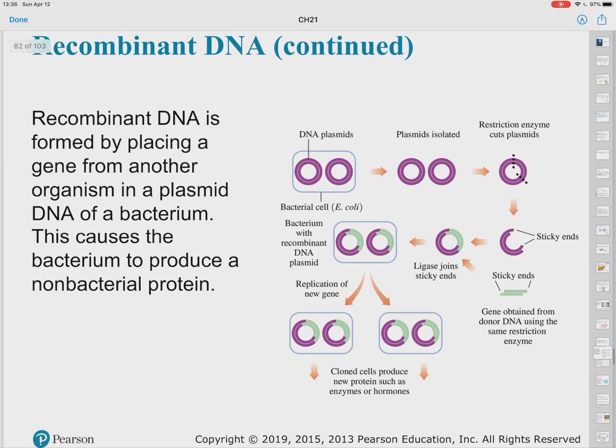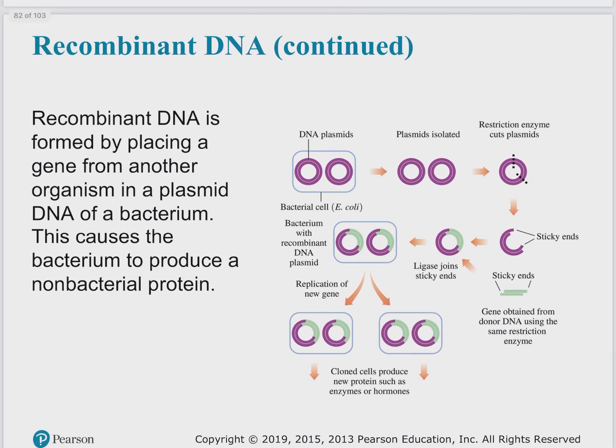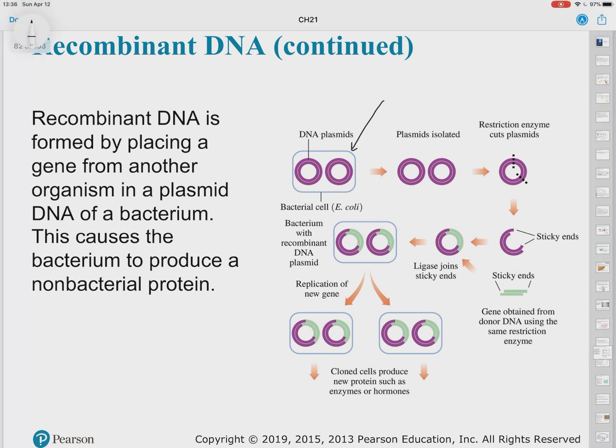Now here's one way we do it. DNA of microorganisms like bacteria often have something called plasmids. They're little circular bits of DNA that they can actually share with each other. And so what we can do is take these plasmids, isolate them, and cut out little chunks of them with those restriction enzymes. Then we use a different restriction enzyme or the same restriction enzyme and cut out the gene that we want to insert into the bacteria.